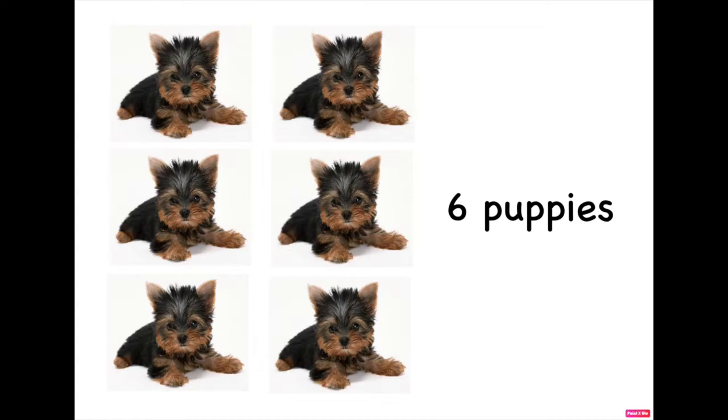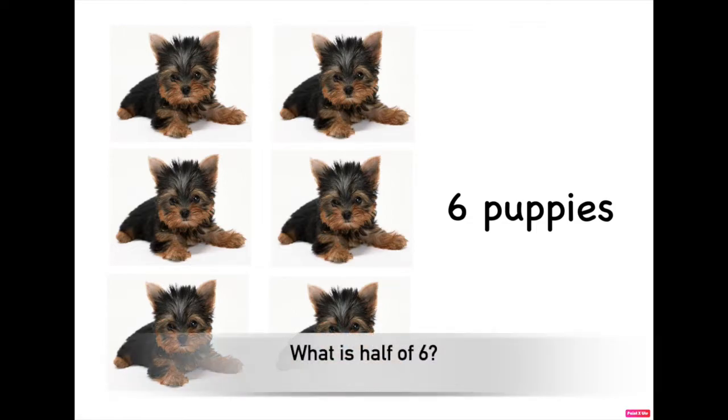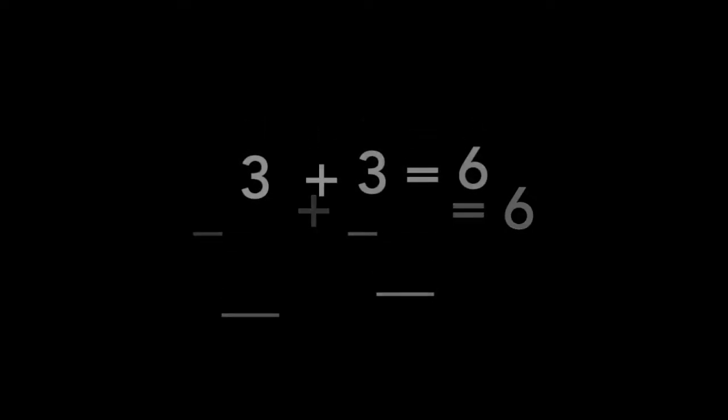Would it be fair if I took 5 home and you only got 1? No, it wouldn't, because that wouldn't be dividing something in half. What is half of 6? Think of your doubles. What plus what equals 6? Well done. 3 plus 3 equals 6, which means 3 is half of 6. If we both got 3 puppies each to bring home, then that would be fair.